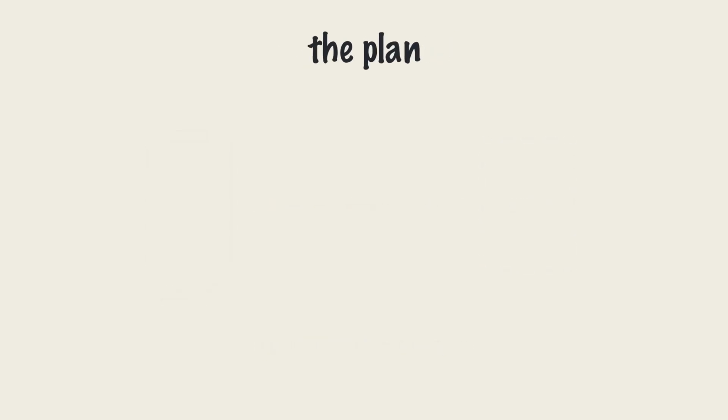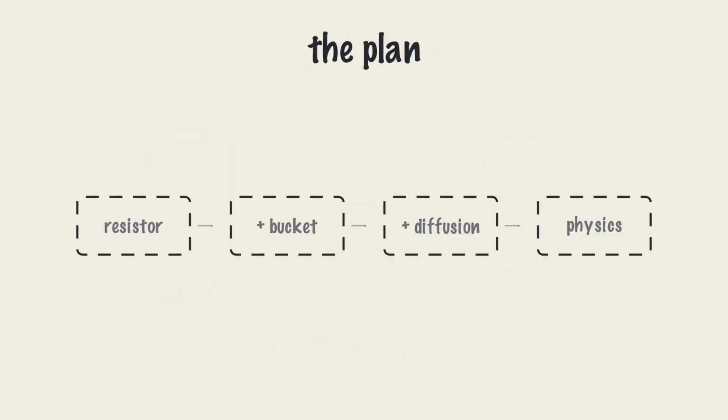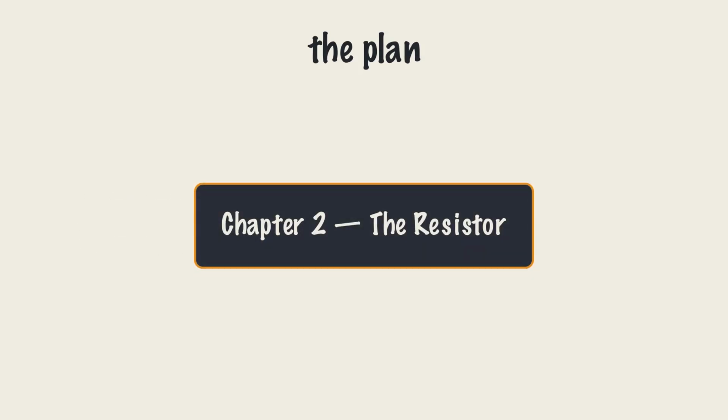So here is the plan. We build models from dead simple, upward, adding pieces only when the question demands it. Each one useful, each one wrong in its own way. The simplest useful model is a single component, a resistor. Next chapter we start there, one resistor for a whole cell.